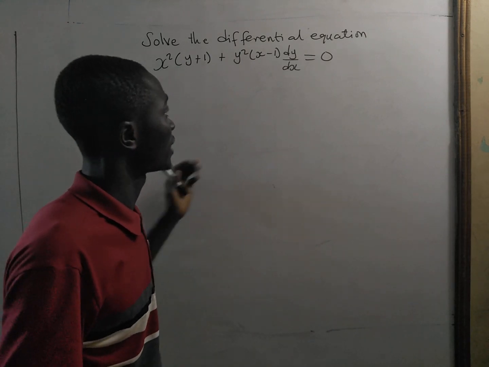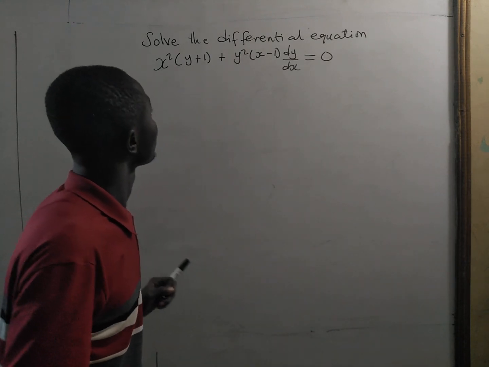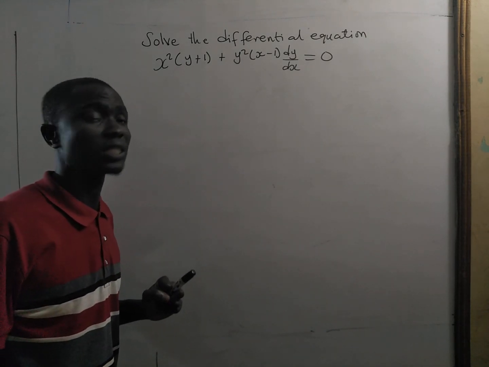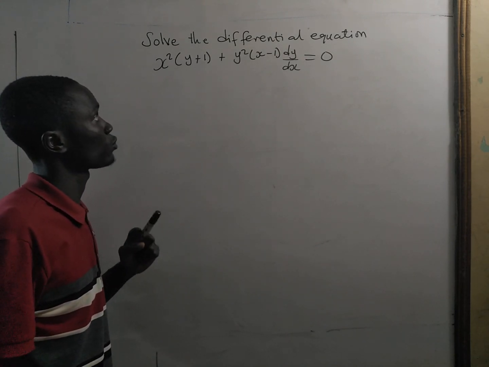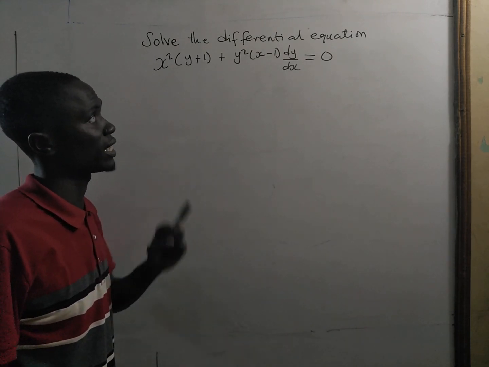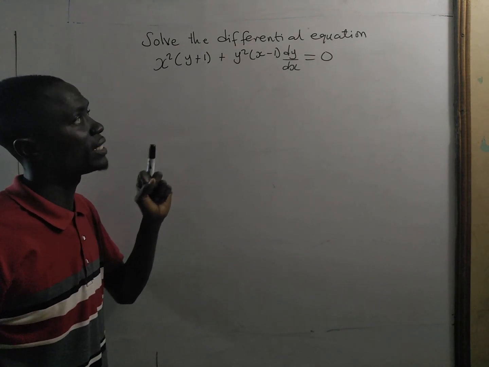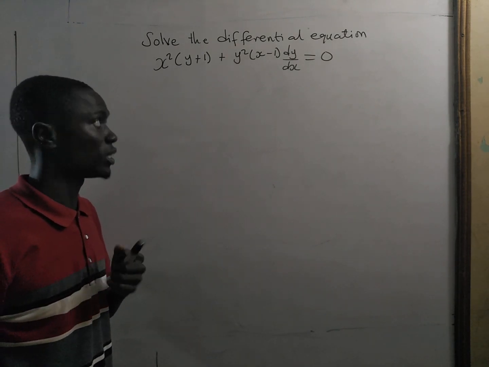Thanks to Eliakob from Adama State University in Nigeria for sending me this question. Now, how do we solve this simple question? To solve the differential equation, x squared times (y plus 1) plus y squared times (x minus 1) dy/dx equals 0. So let's see.